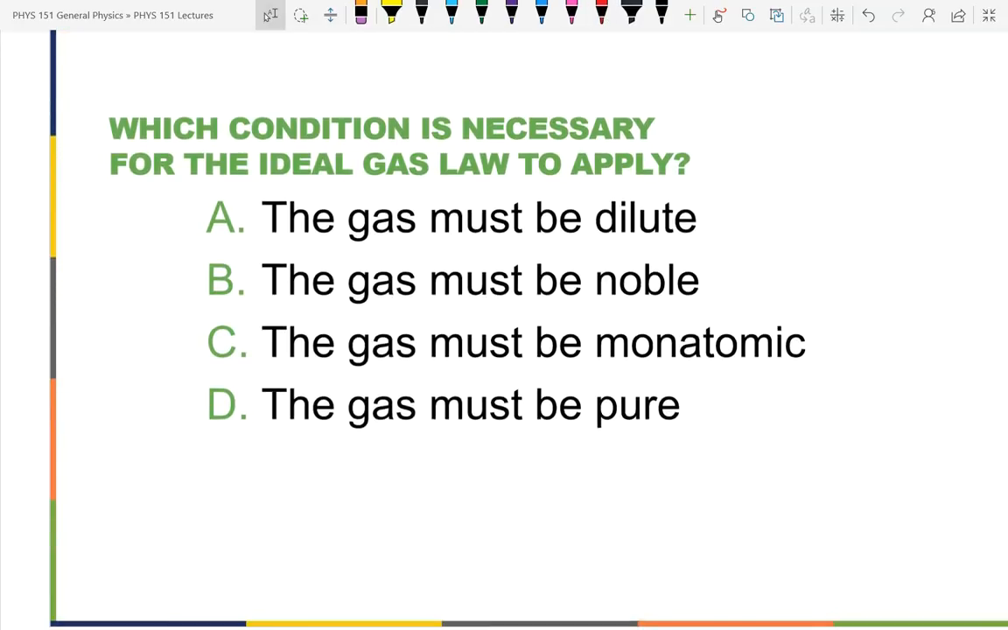Okay, which condition is necessary for the ideal gas law to apply? Okay, you've got to at least read it. Or were you reading ahead? Well, you answered the instant that it was available.